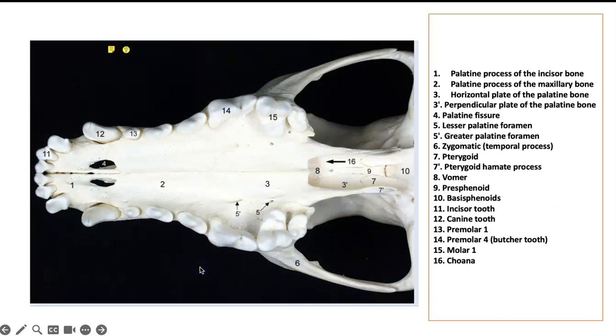Also, again, another one to see here the two foramina, which are the greater palatine foramen and the lesser palatine foramen, and you will know later on that the caudal palatine foramen with the greater palatine foramen will make the palatine canal for the greater palatine artery.